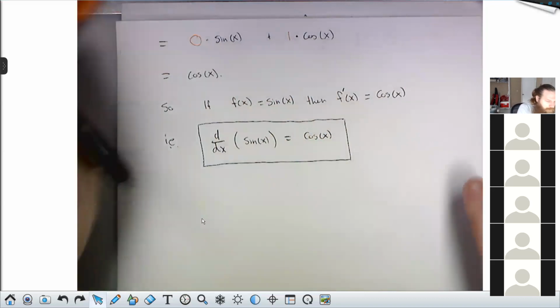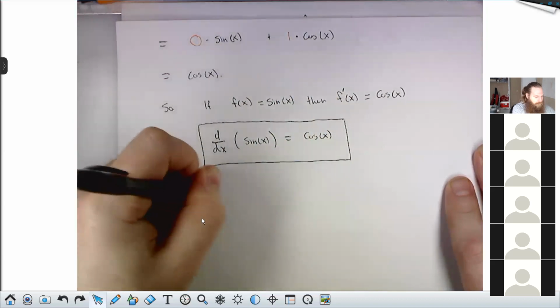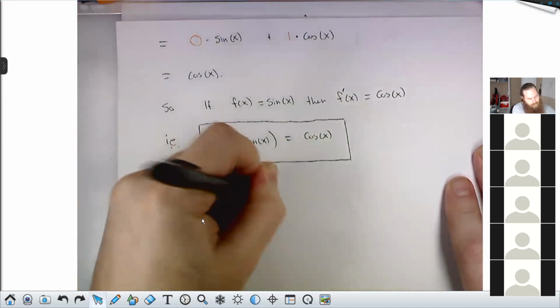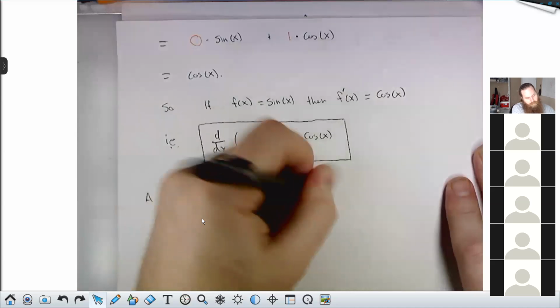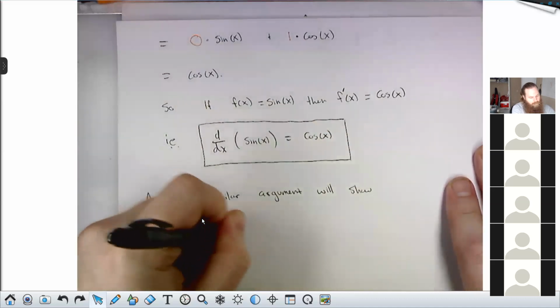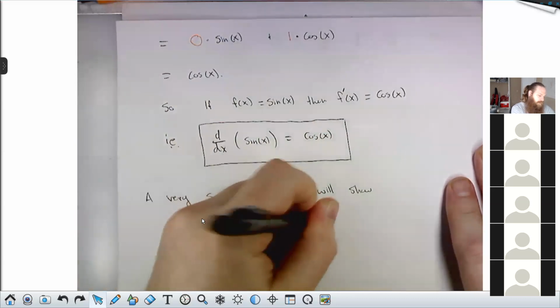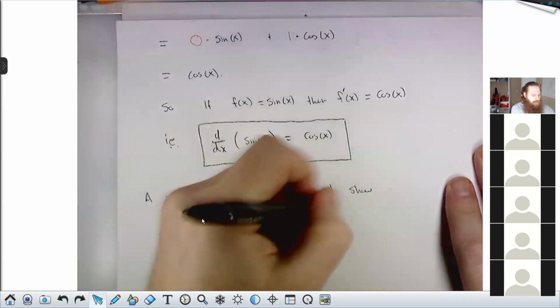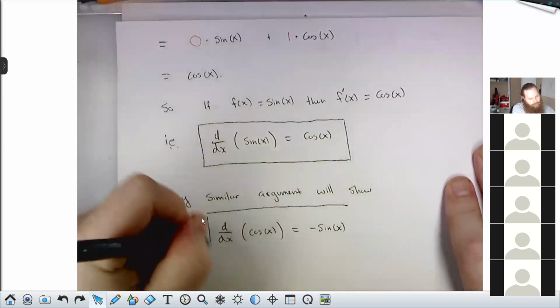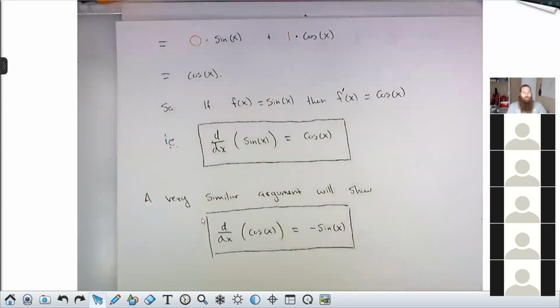A very similar argument, going through the exact same sort of stuff, will show that d/dx of cos x is negative sine of x. And this you must also hold on to. So the derivative of sine is cosine, and the derivative of cosine is negative sine.